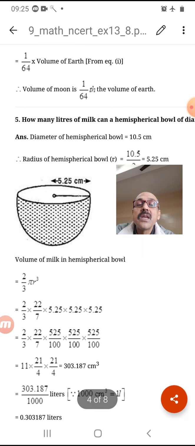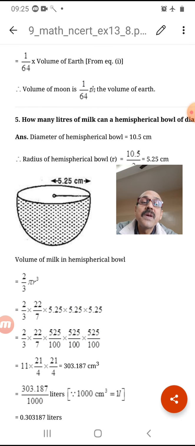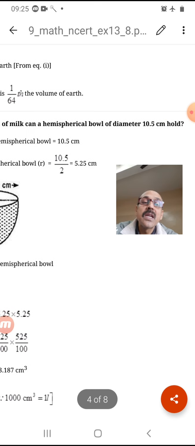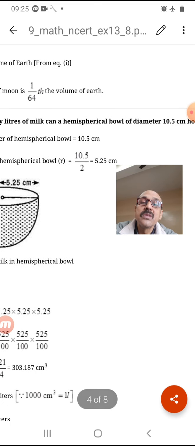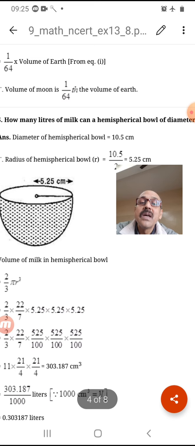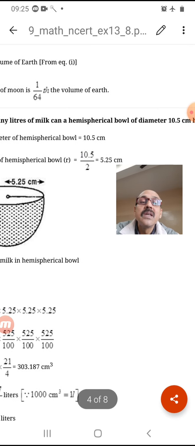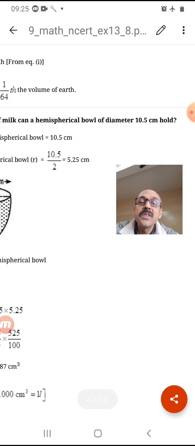Okay, next is question number 5. How many liters of milk can a hemispherical bowl of diameter 10.5 centimeter hold? Okay, so for a hemispherical bowl, the upper part is open, and how many liters of milk means we have to find the volume of the hemispherical bowl, and the diameter is given as 10.5 centimeter.